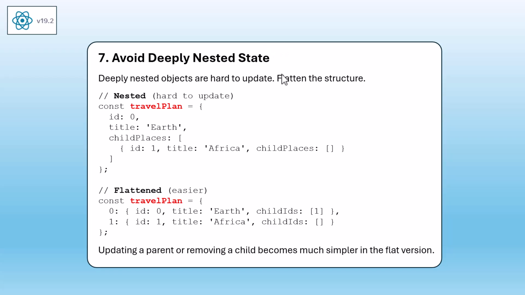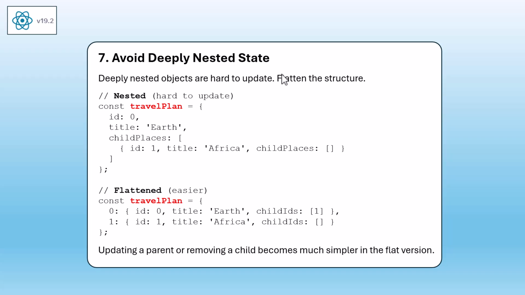A good alternative is to flatten the state. Instead of nesting objects, you can store them in a dictionary or table-like structure, where each item is keyed by its ID. Each item then simply lists the IDs of its children, not the full objects themselves. This approach, sometimes called normalizing your state, makes updates much easier. When you remove or modify an item, you only need to update the relevant entries, rather than traversing and copying a whole nested structure. It's the same principle that databases use to avoid redundant data and complex update chains.